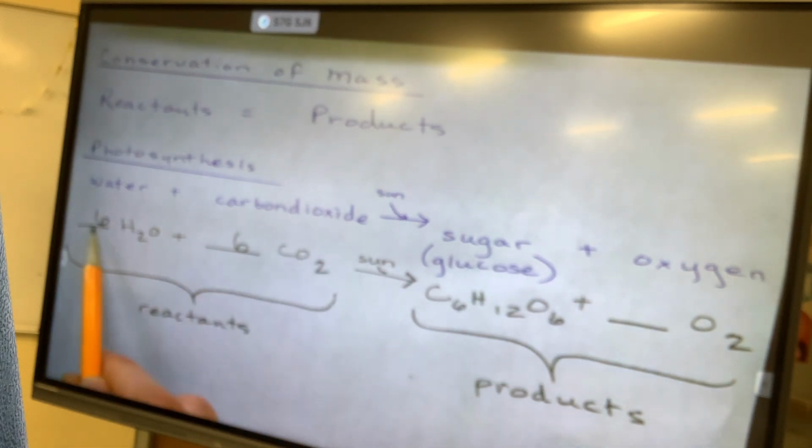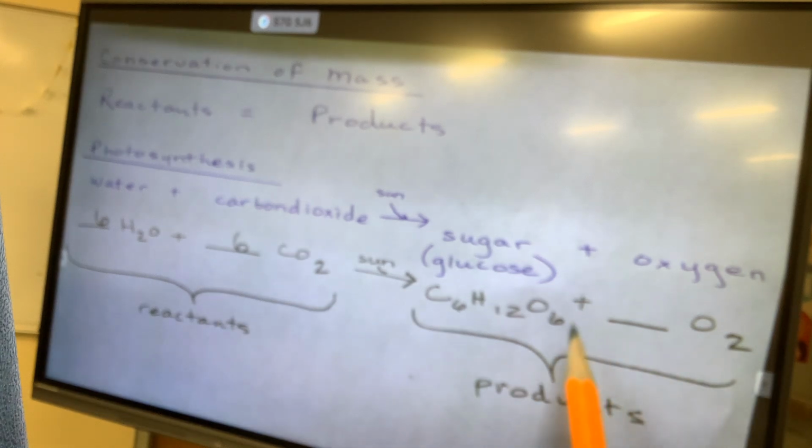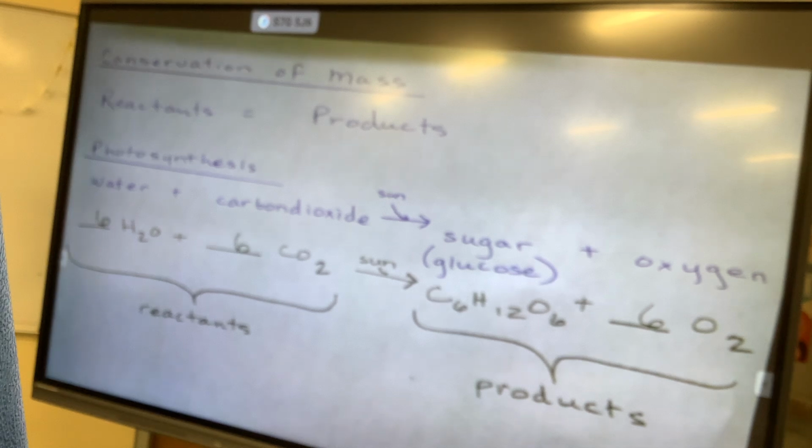So 12 and 6 is how many? 18. Over here we have 6 oxygens and we only have 2. So what can we put in front of this to make it equal 12, like this one, plus these 6 equals 18? So we put a 6 here. Okay, let's count them up and make sure we're good, okay?